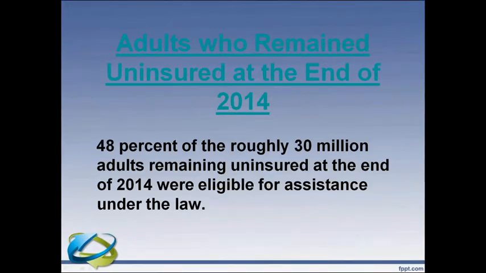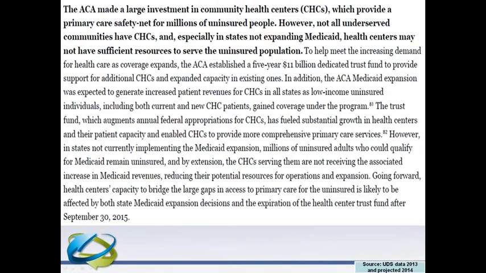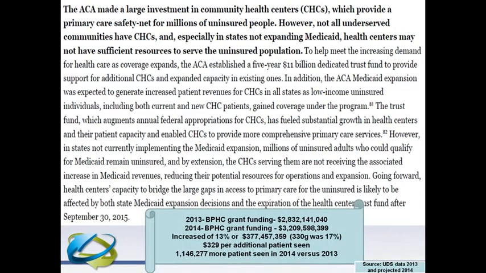So that still leaves roughly 30 million remaining uninsured at the end of 2014 that would be eligible for assistance under the law. So there's still a lot of work to be done and a lot of care that needs to be taken care of. And of course, you are critical in delivering that care. The ACA has really had a large investment into the community health centers. There has been a lot of money put in and allocated for this.